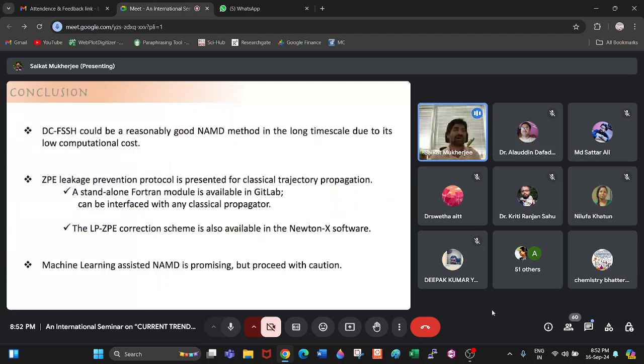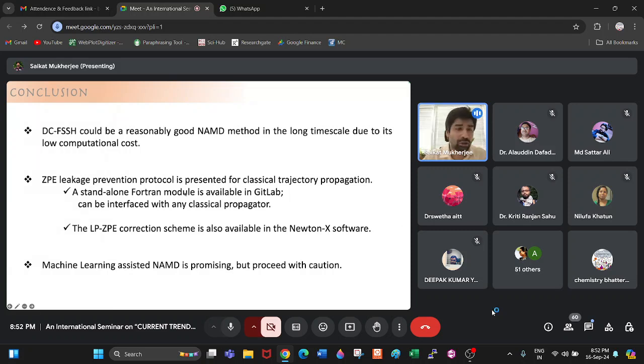So here I conclude. I am trying to say that fewest switches surface hopping could be a reasonably good method in the long time scale, because nobody knows which method will work for such a long time scale. This is the first time I simulated this for a long time scale and compared it. This paper is now in the submission process.